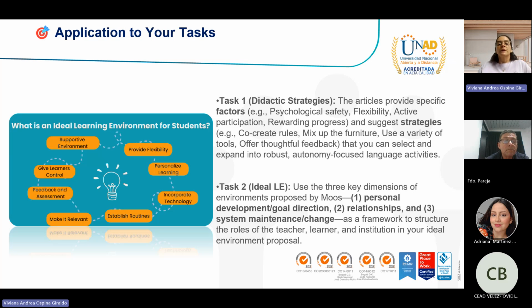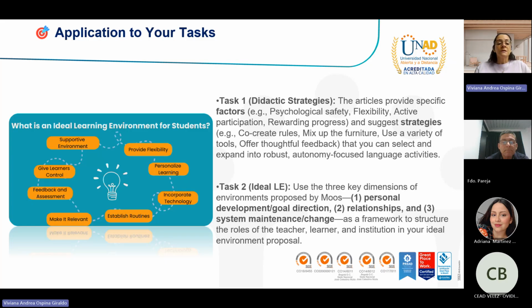So what is an ideal learning environment for students? To sum up, we have to provide flexibility, personalize learning if possible, and incorporate technology if possible. Some of our students, most of our students, have cell phones. They may not have data, but maybe they can see something that you give them, or maybe they can just scan a QR code or something.